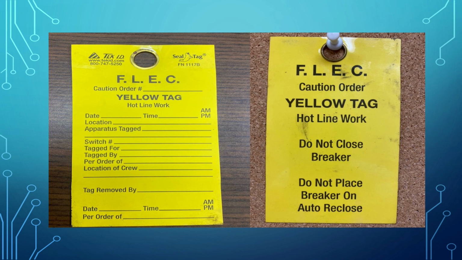We have the date and time, the location, the apparatus tag, whether it's a breaker, whether it's a fuse, or it's just a lifted hotline clamp. May have cut a jumper on a corner pole or something. The switch number, if it has one; in that situation, probably going to give an address. Tagged for, whether it's outage, maintenance, what have you. Tagged by is the person requesting the tag. Per order of would be the person in dispatch. Location and crew. And then, of course, at the bottom, you're going to have tag removed by and the date and time. And then the per order of needs to go back through dispatch.